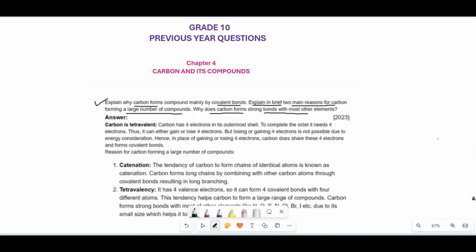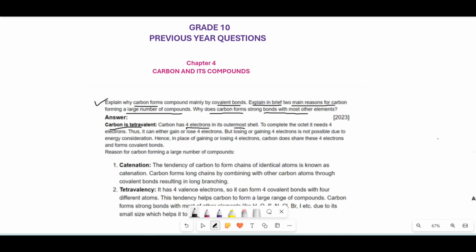Explain why carbon forms mainly covalent bonds. Because carbon is tetravalent. Tetravalent means carbon's valency is 4. So it has 4 electrons in the outermost shell. To complete the octet, it needs 4 electrons. Thus, it can either gain or lose 4 electrons. But losing or gaining 4 electrons is not possible due to energy considerations. Hence, in place of gaining or losing 4 electrons, carbon shares these 4 electrons and forms covalent bonds.